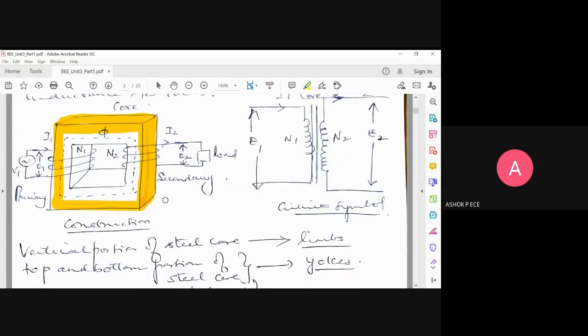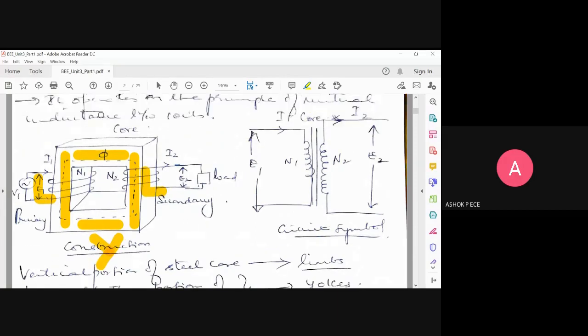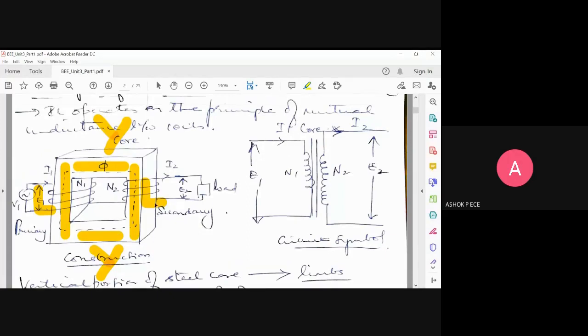And in the core, you see the vertical portion. Vertical portion is called as limb. Vertical means these two. This vertical portion is called as limb. So here in this core, I have two limbs, and the horizontal portion is called as yoke. Okay, so this is going to be limb, and this is going to be your yoke. Just for a notation purpose, the vertical portion of a core is going to be called as a limb, and the horizontal portion is going to be called as your yoke.